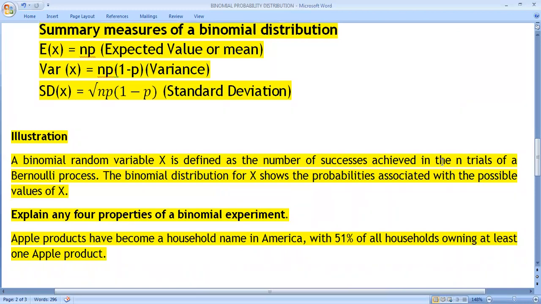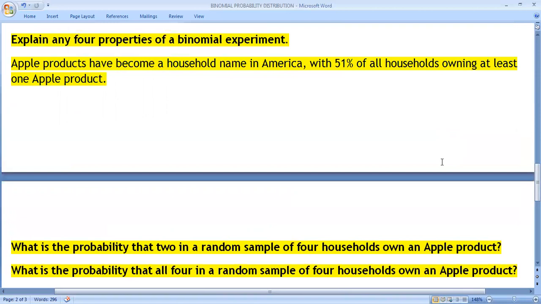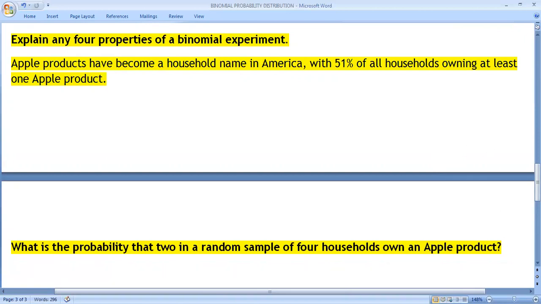Apple products have become a household name in America. This is our scenario, with 51% of all households owning at least one Apple product. What is the probability that 2 in a random sample of 4 households own an Apple product? We need to find out the n, and as we say, n is the number of trials.